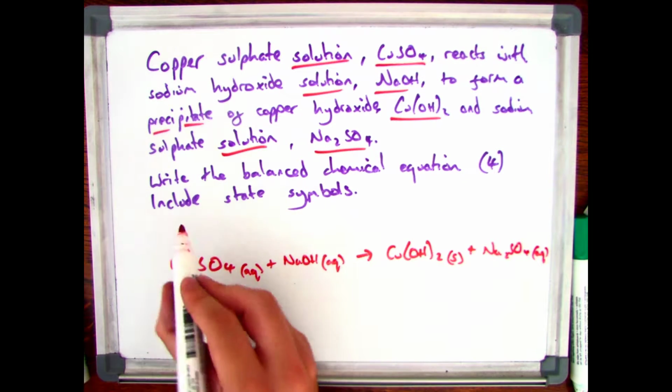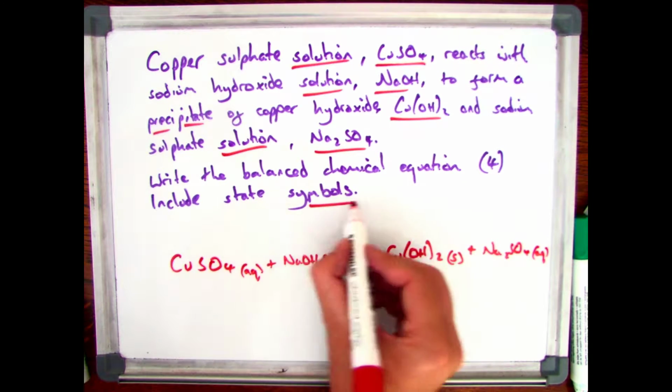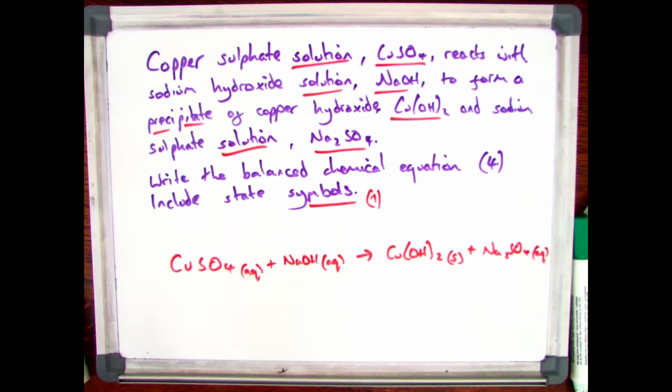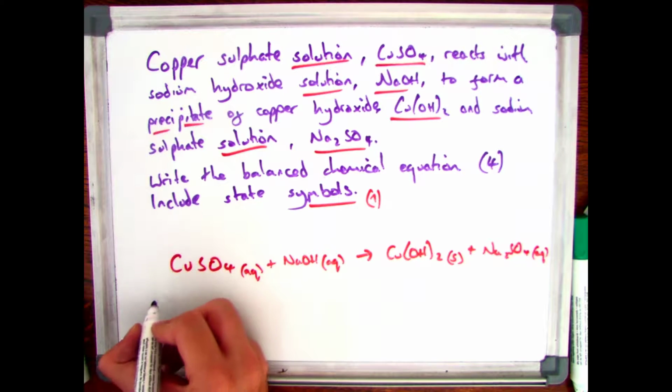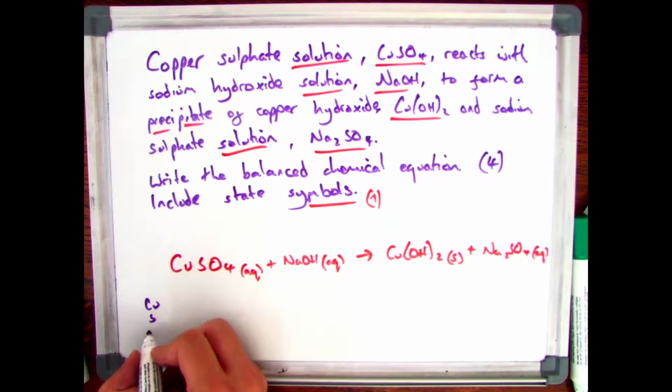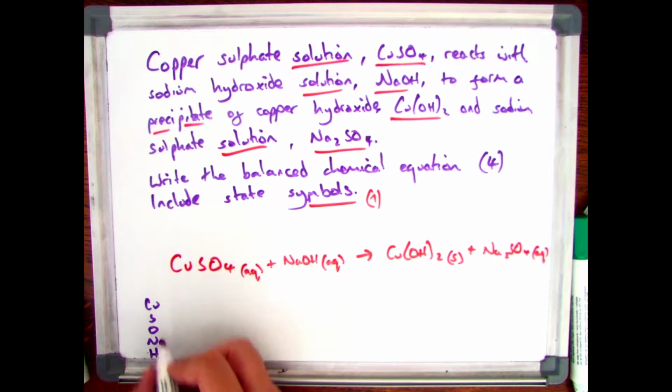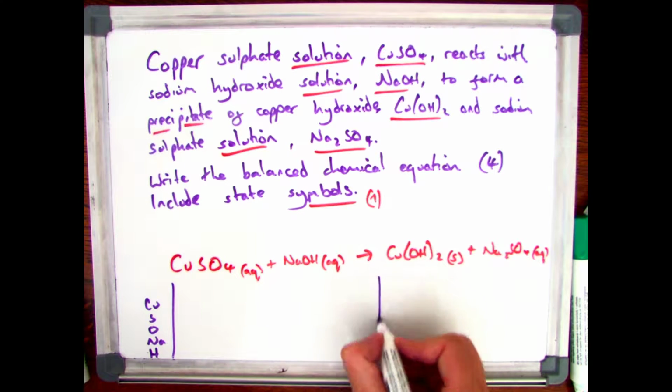So this question has given you all the information you need. I've included my state symbols, that's given me one of my marks. I've done my reactants, that's my second mark, and third mark. All that's left now is to balance it. So you count up what you've got on either side. So in this case I've got copper, sulfur, oxygen, sodium and hydrogen.